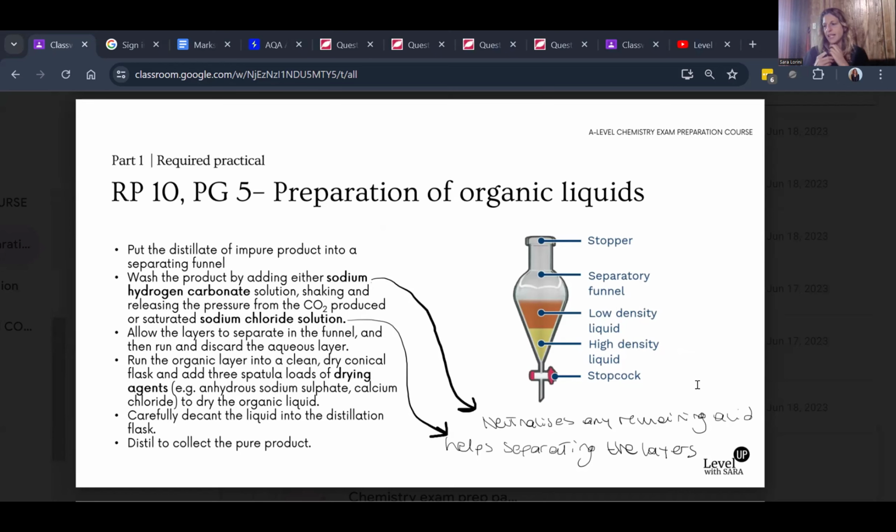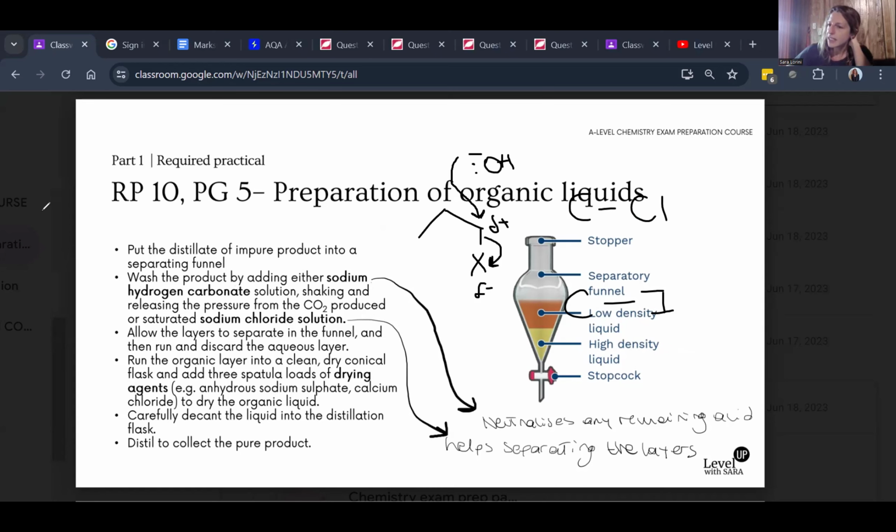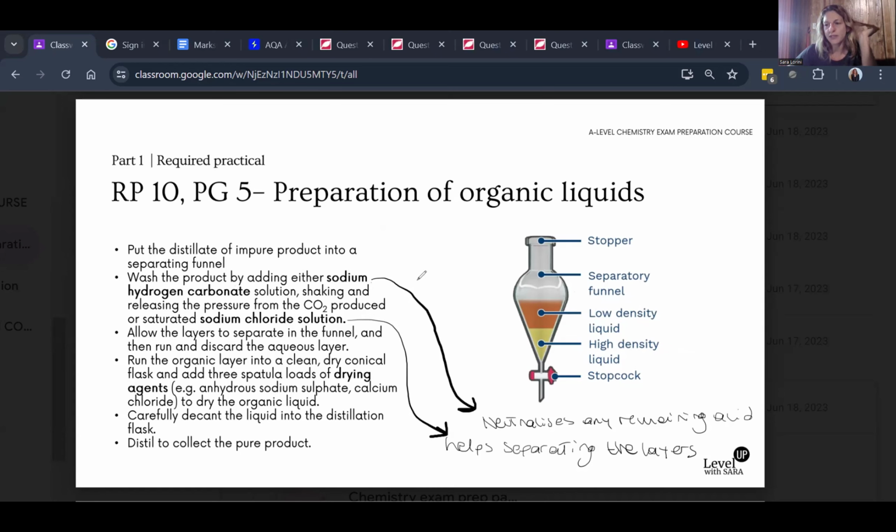As you can see, we have this stopcock, and basically we just need to separate the different layers. Of course, there are some other steps here that it's worth mentioning, like how to use this instrument: you shake it and you want to release the pressure. The pressure normally comes from the carbon dioxide that you form when you add, for example, sodium hydrogen carbonate, because you're removing the other substances, but therefore some pressure is formed, so you have to release that.